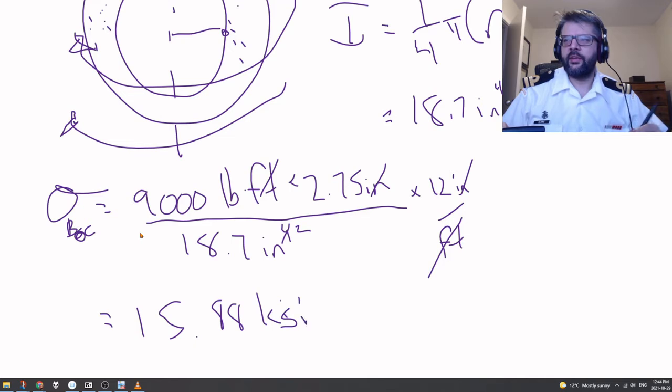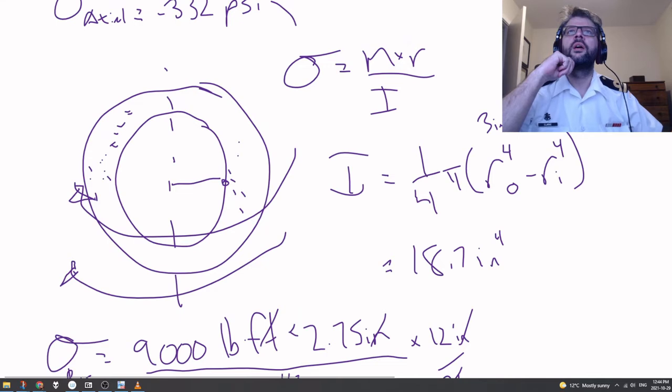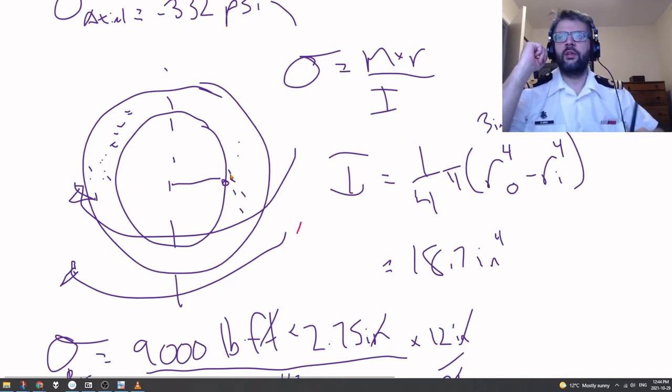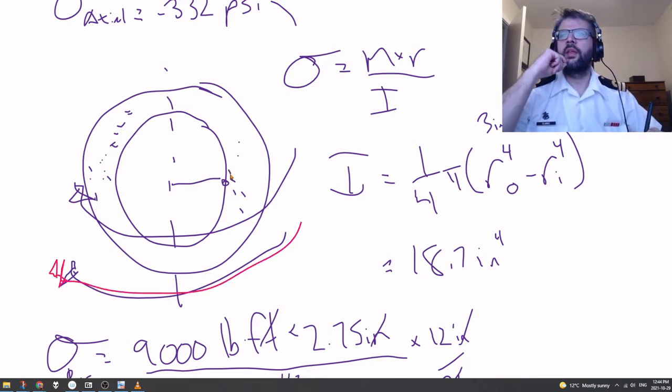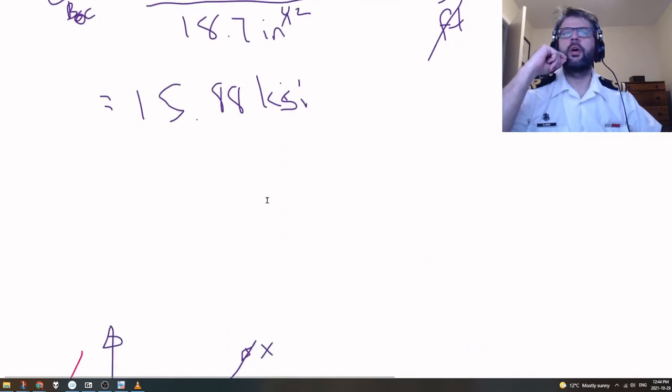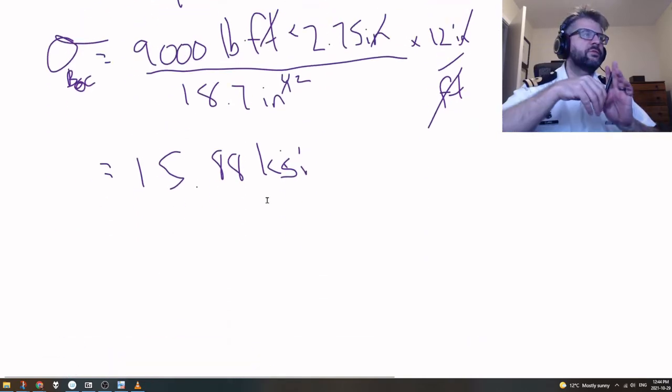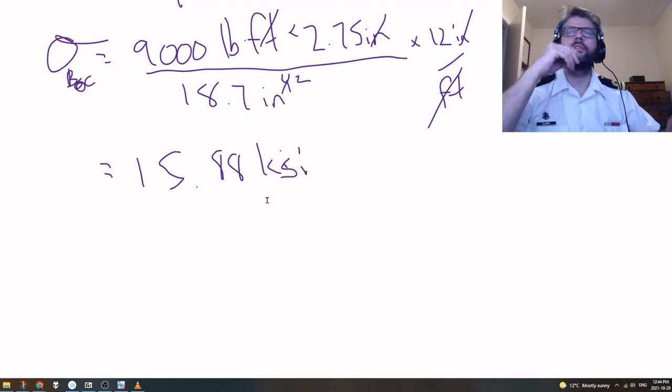And again, directionality: if we are applying a bending moment this way, then that means that we're going to be compressing over here and we're going to be pulling over here. So that'll be positive. So now from that, we've got enough to start filling out our stress tensor.